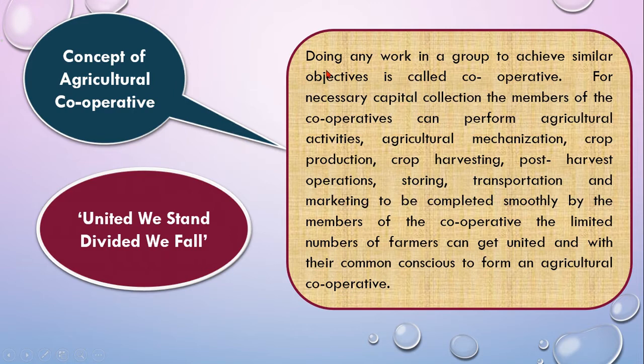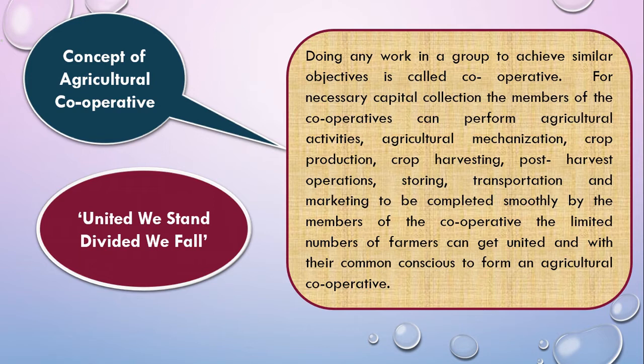That means doing any work in a group to achieve a similar objective is called cooperatives. For necessary capital collection, the members of the cooperatives can perform agriculture activities, agriculture mechanization, crop production, crop harvesting, post-harvest operation, storing, transportation, and marketing to be completed smoothly by the members of the cooperative. A limited number of farmers can get united with their common concerns to form an agriculture cooperative.